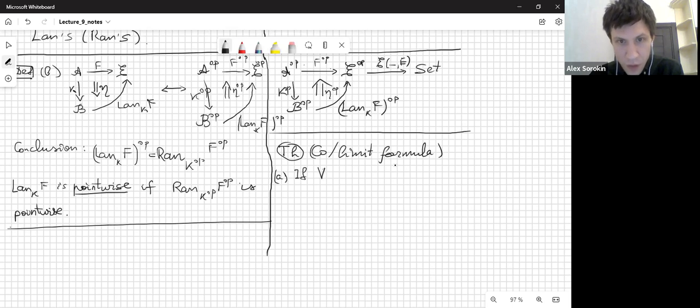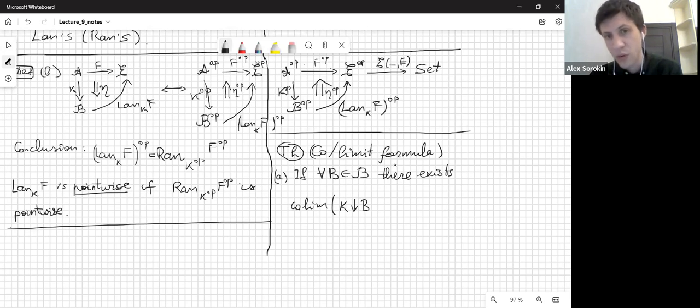if for every object B in category B, there exists the colimit of the following functor. So we are taking K over B. I will remind you this is a comma category. K is a functor, B is an object. We are taking the domain functor to category A. So we are just taking the first component and then applying functor F to category E.